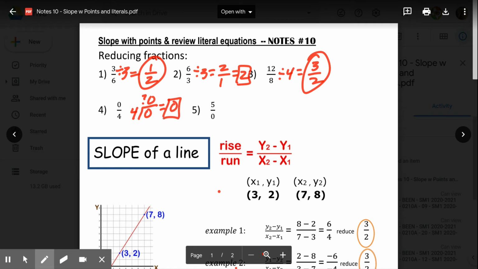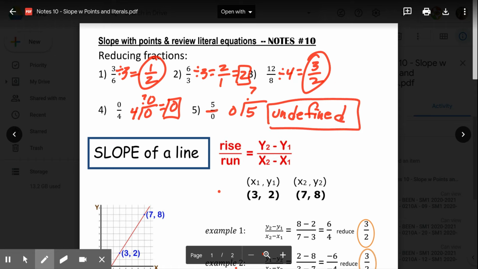On number 5, you have 5 divided by 0. So 0 is going to be on the outside, 5 would be on the inside. So 0 times what is going to give you 5? That is never, ever going to happen. So this is what we call undefined. So just remember that when 0 is under this line right here, it's going to be undefined.